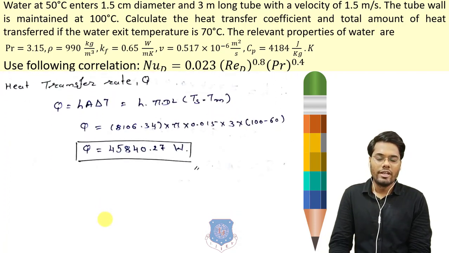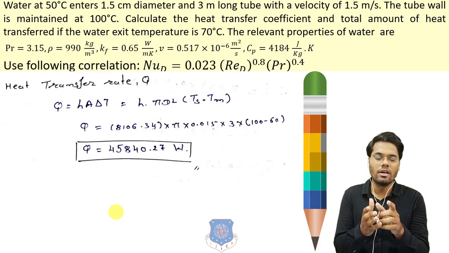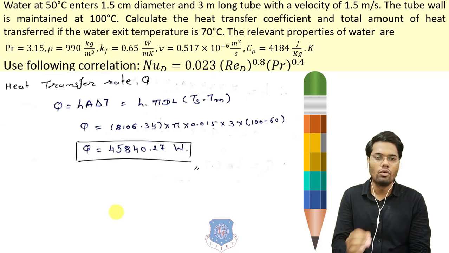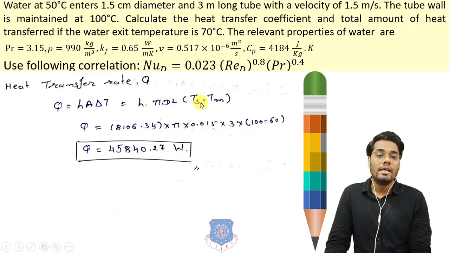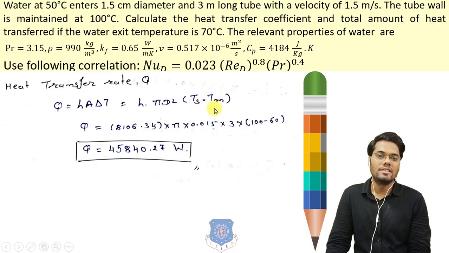Now from the value of h, we can easily calculate the heat transfer rate by convection by using the equation h A delta T, where area is the surface area of the tube, which is pi d l. We know the value of diameter as well as length. In the bracket there is a temperature difference, Ts minus Tm.